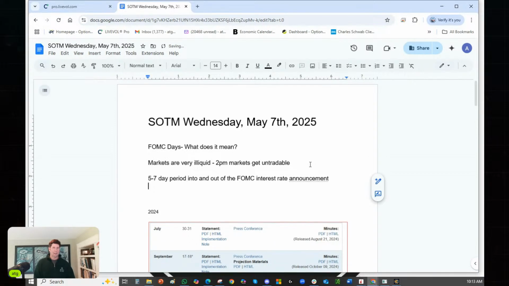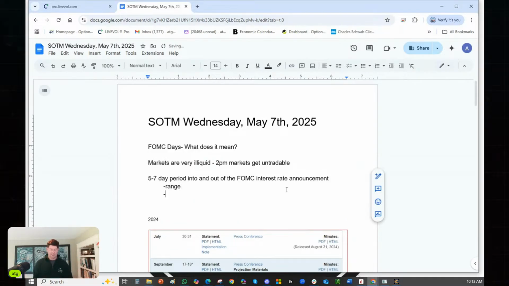Okay. And what we want to see is the range, how big of a move, and then the next thing we want to see is ultimately the final direction. Okay, is there anything that we can kind of pull out of this?